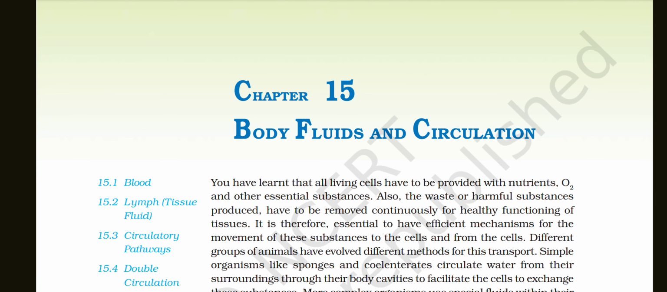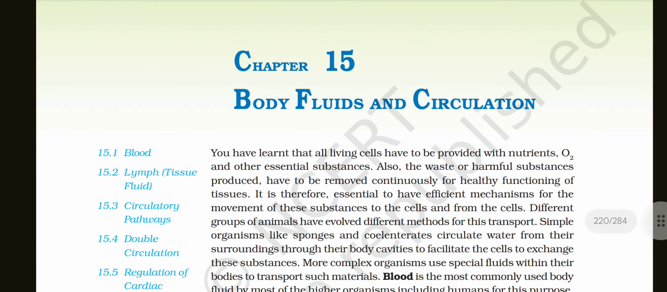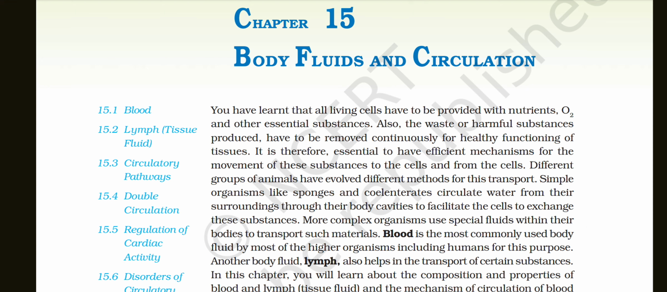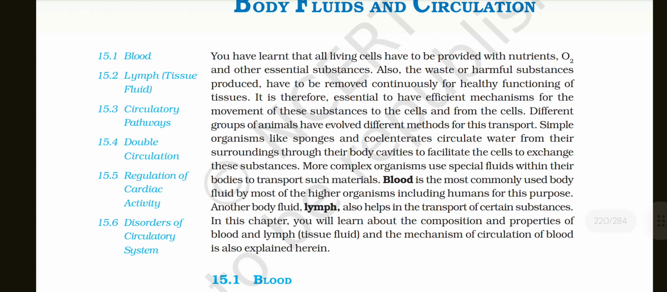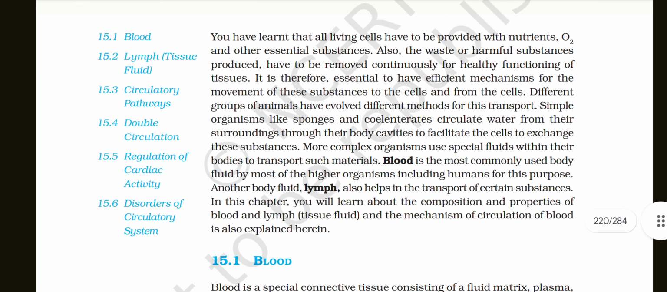Moving forward, we have to start the new chapter now. Chapter 15, Body Fluids and Circulation. You have learned that all the living cells have to be provided with nutrients, oxygen, and other essential substances. Also, the waste or the harmful substances produced have to be removed continuously for the healthy functioning of tissues.